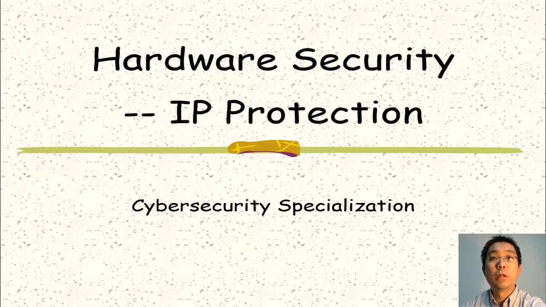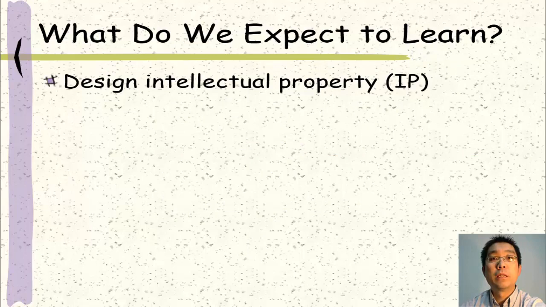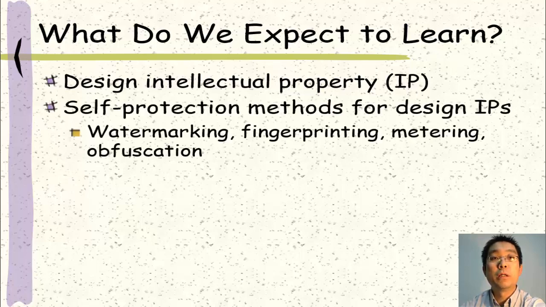This week, we will talk about how hardware designers can protect their design intellectual properties from being misused. We will learn what design intellectual properties are and why they are important in modern hardware design. We will show that in addition to law enforcement, there are several techniques available for you to protect design intellectual properties by yourself. These techniques include digital watermarking, digital fingerprinting, integrated circuit metering, and design obfuscation.